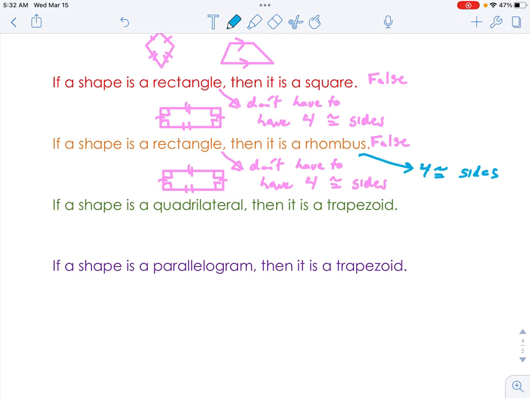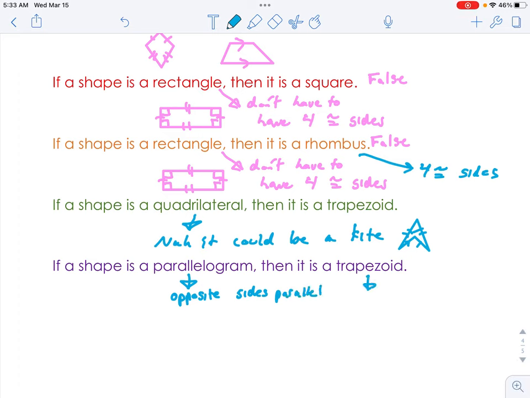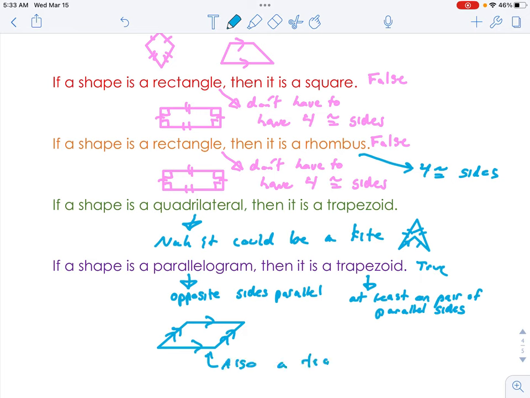If it's a quadrilateral, then it's a trapezoid. Nah, it could be a kite. All right, that's a kite right there. Put the tick marks to prove to you that I drew a kite. And if a shape is a parallelogram, then it is a trapezoid. Opposite sides parallel. At least one pair of parallel sides. So this is true. All right, this meets a qualification for trapezoid as well. This is a parallelogram that is also a trapezoid.